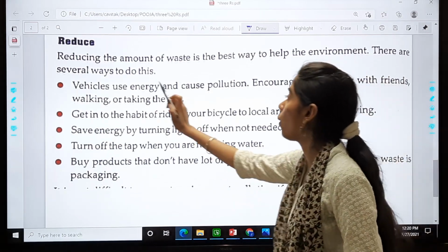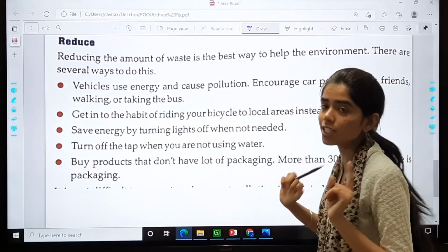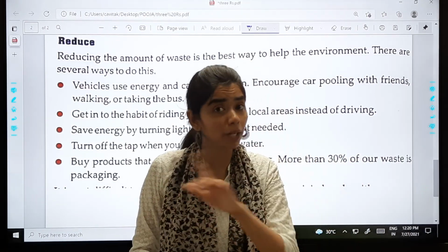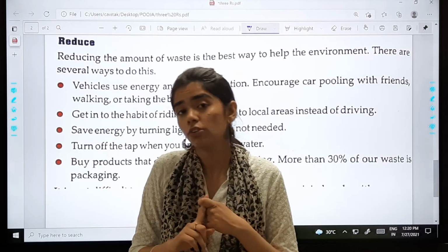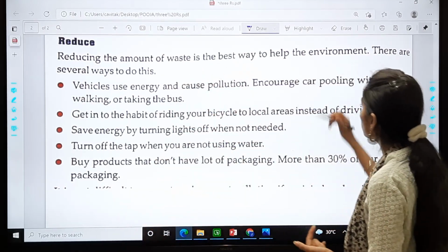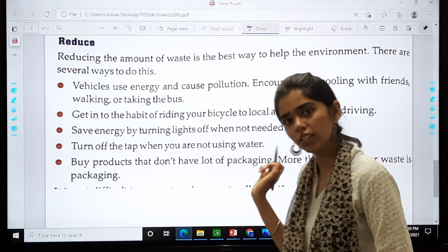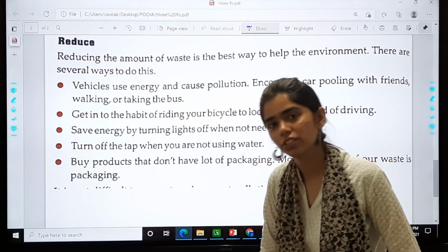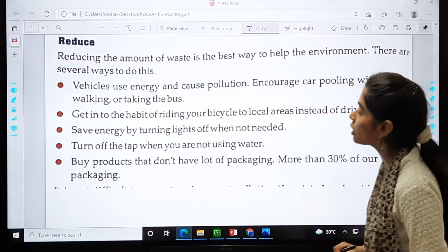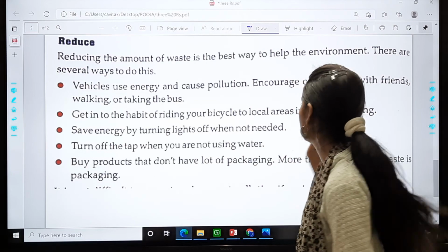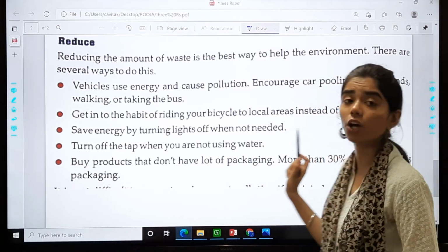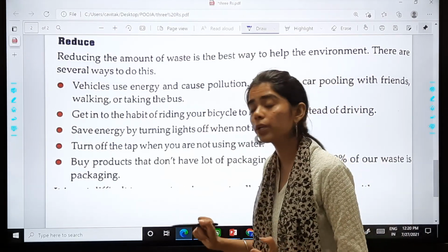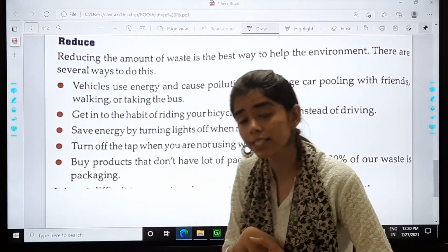Let's see. Vehicles use energy and cause pollution. What do the vehicles do? They use energy and they cause pollution. We know that it is harmful for the environment. So what can we do? Encourage carpooling with friends, walking or taking the bus. So this should be encouraged. Get into the habit of riding your bicycle to local areas instead of driving. Instead of driving, what can we do? We can ride our bicycles.